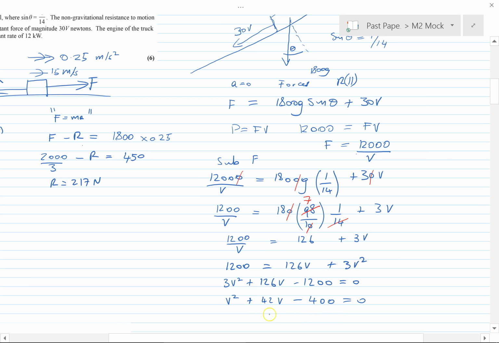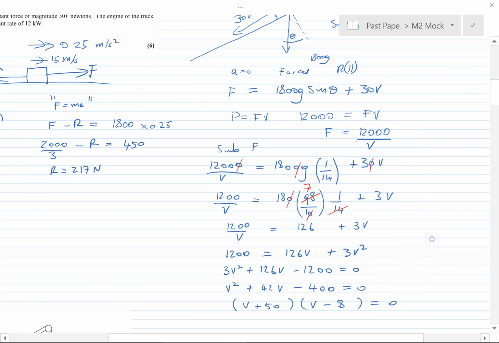And I think this is going to factorise. Obviously we can use the formula if we need to. If we have plus 50 and minus 8, I think that factorises. We're looking for two numbers that multiply to 400, which is 50 and 8, with a difference of 42. So yeah, that's going to be right. Obviously the negative one is not appropriate, so we've got V equals 8 meters per second. There we go. Okay, so that's question 2 done.